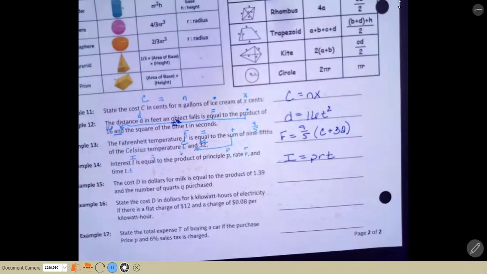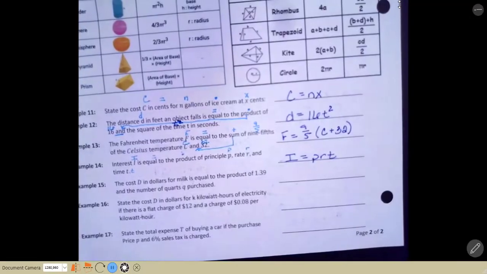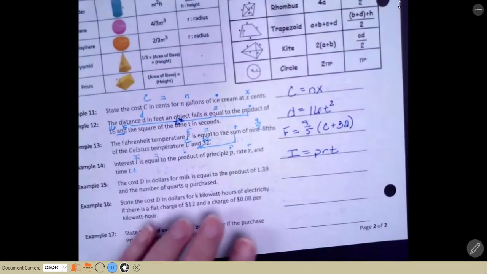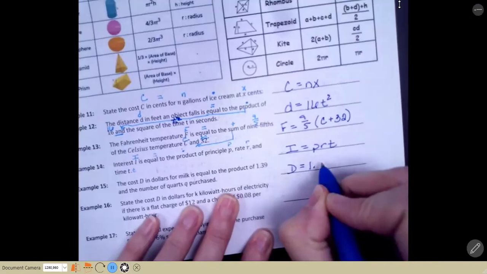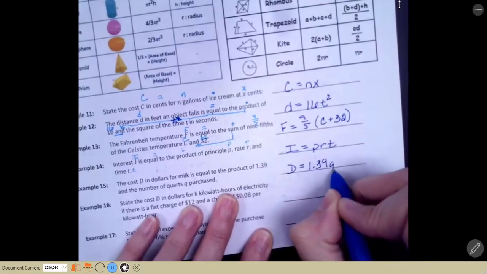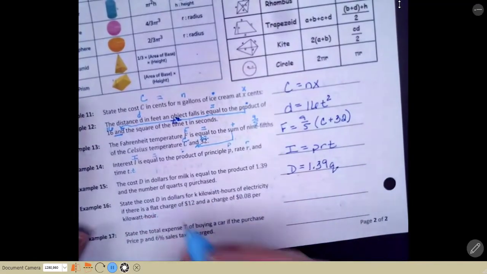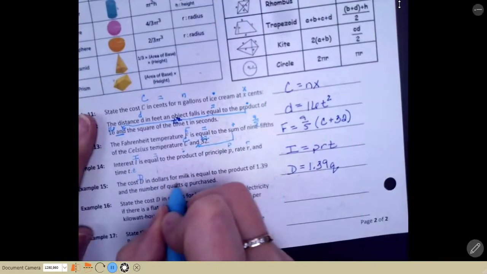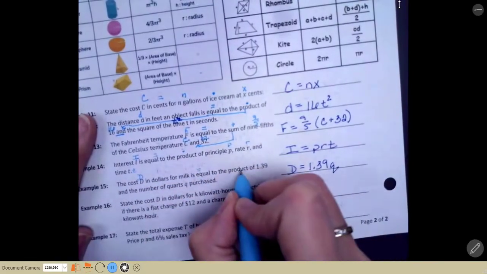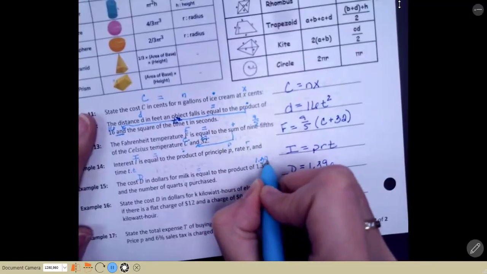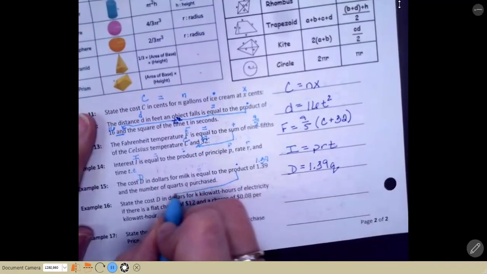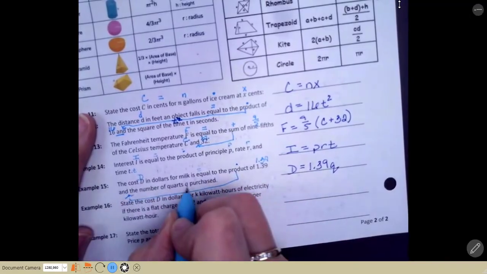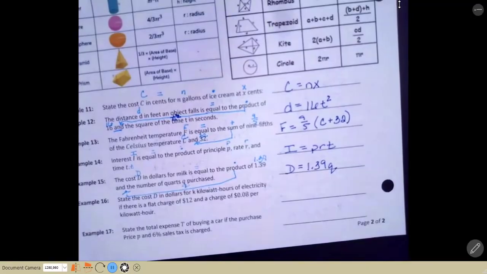All right. Anyone want to try 15? Okay, Julian. Yep. D is equal to 1.39 Q. All right. And so I'm going to annotate this. D is equal to the product of 1.39. Product means multiplied. And so we're going to put that multiplication symbol where the and is, and then Q. And that's how you get that. Okay.